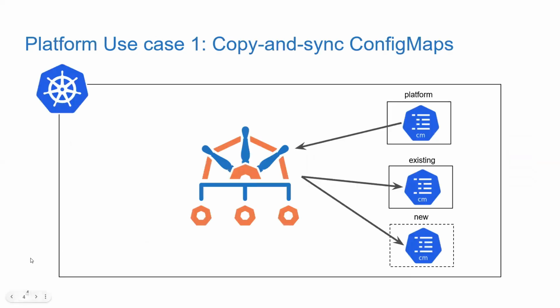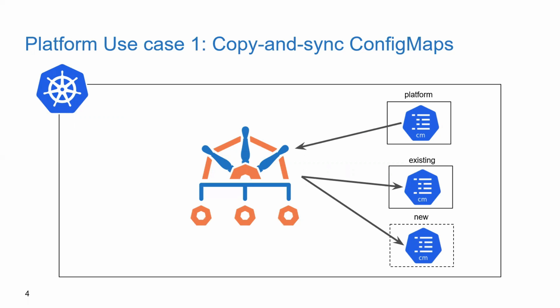So for the first use case here, let's look at its ability to copy and sync config maps. So here's a common problem. You have a config map that needs to exist in namespaces across your cluster because pods need to consume that. And as many of you may know, a config map, like a pod, is a namespace resource. And in order for a pod to take advantage of a config map, it has to exist in the same namespace as the pod.